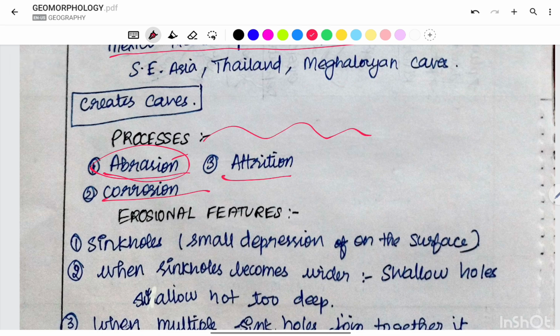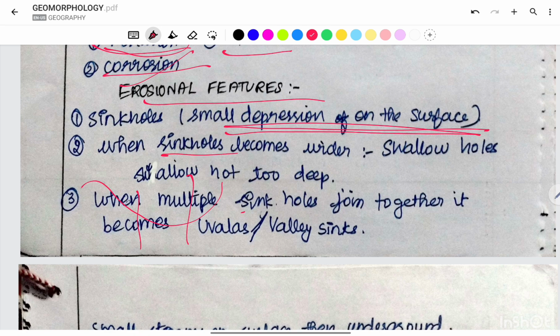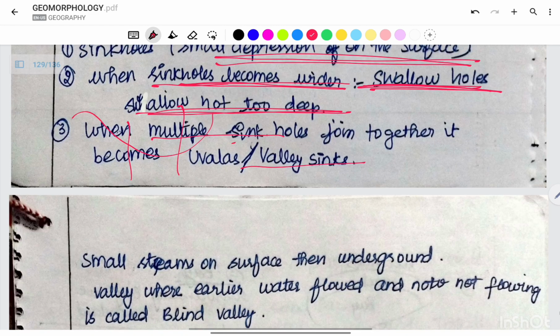Abrasion is when material is moved and polished by rubbing. Attrition is breaking into pieces. Corrosion is by the water. Now, the erosional features: a sinkhole is a hole formed over here, a small depression on the surface. When the sinkhole becomes wider, it is called a shallow hole. When multiple sinkholes join together, they become shallow holes. Then we have the uvalas and then the valley sinks.